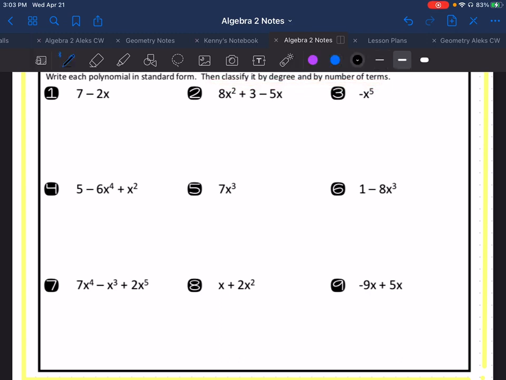All right, so if I look at example 1, it is not in standard form because the variable is not first. So I'm going to rewrite it in standard form. And I'm going to call this a linear because my degree is 1. My degree of my variable is 1. And it has 2 terms. So I'm going to call it a linear binomial.